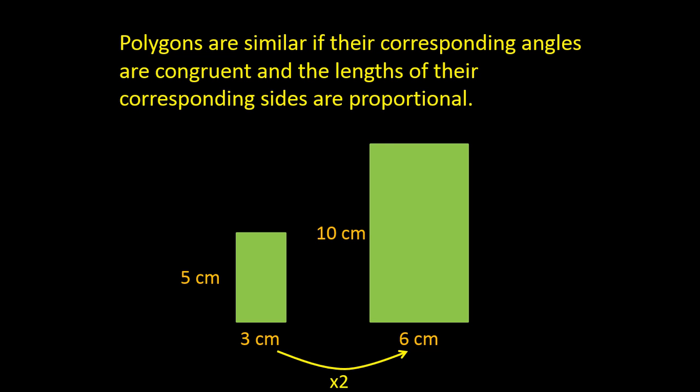Now by proportional, what we mean is that the lengths of the sides of the one figure are some multiple of the lengths of the sides of the other figure. So in this case, 6 is 2 times 3 and 10 is 2 times 5. So the dimensions have been doubled to get the larger rectangle.